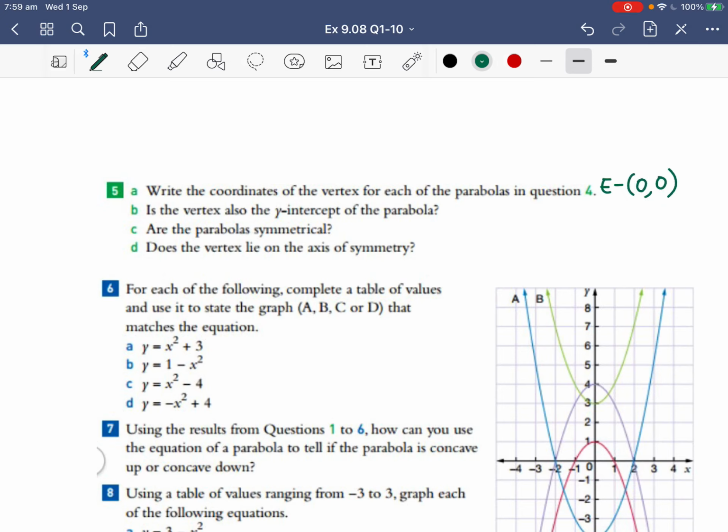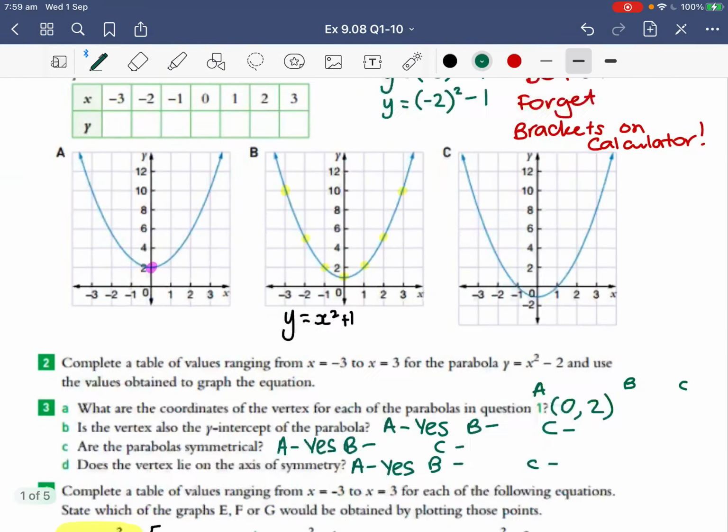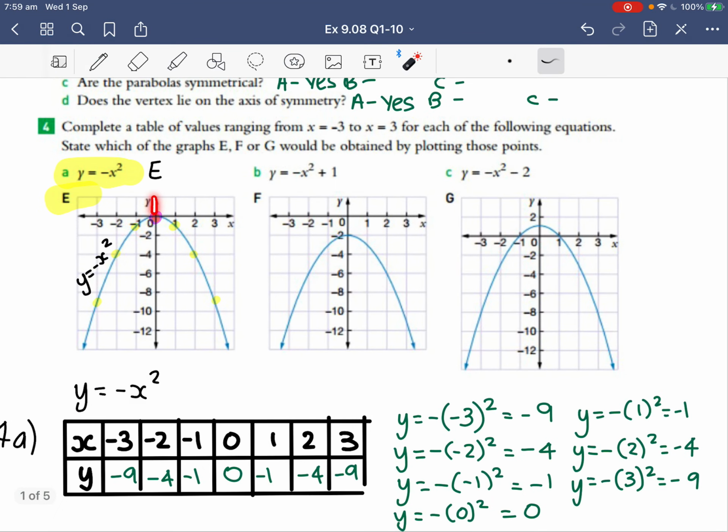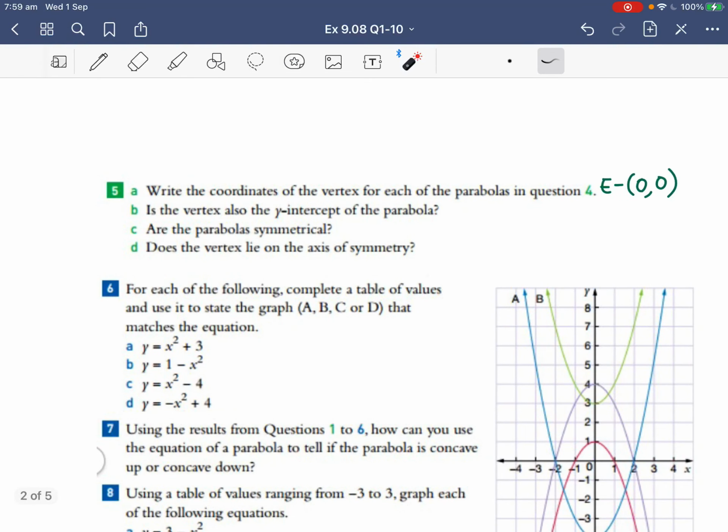For part B, is the vertex also the y-intercept of the parabola? If we look at our parabola, our y-axis is here and our vertex intercepts it. So for E, our answer is yes. Remember, you then do the same for F and G.